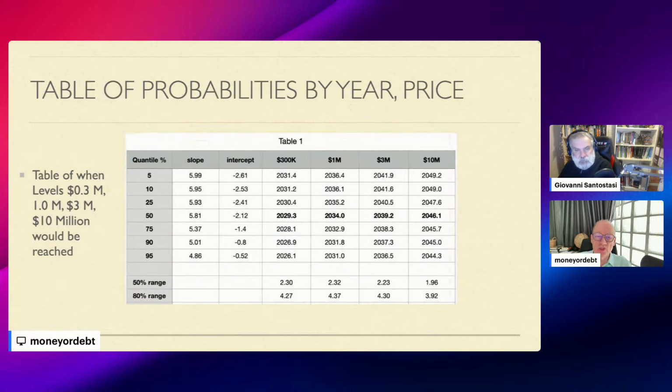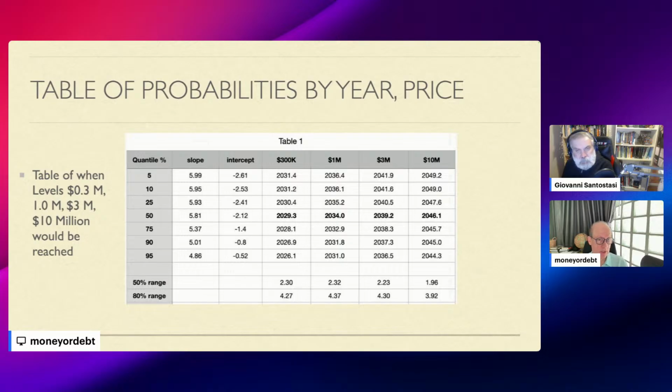Okay. So you have those 7 equations for these different quantile levels. And what you can do then is solve those equations for when you would reach different price points. And it depends on the quantile level. So if we go to the middle, the quantile 50, that would be the median trend. And you solve for when would you hit 300,000. And it would be year 2029.3.